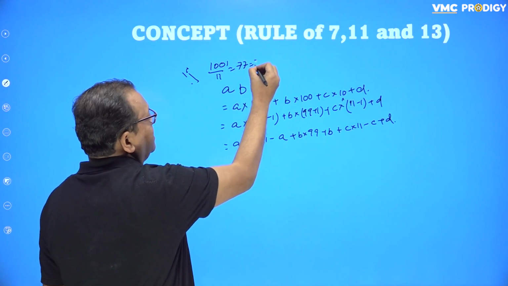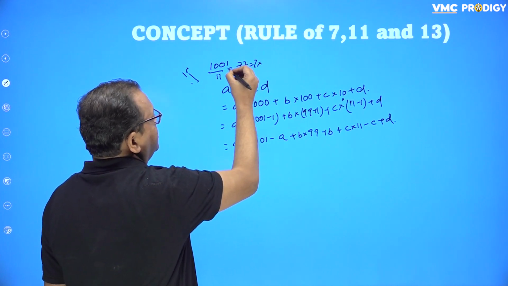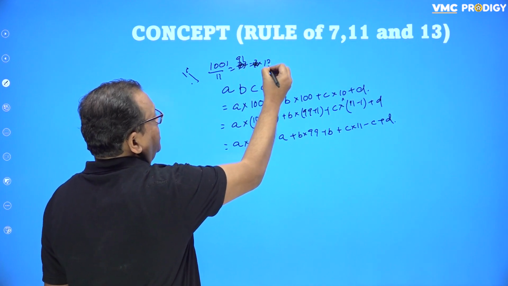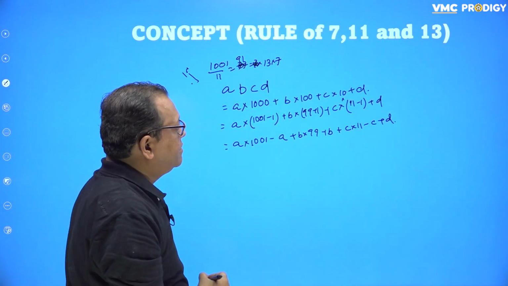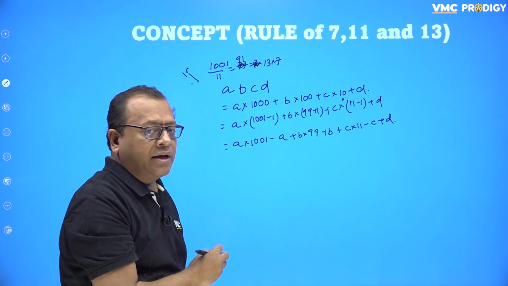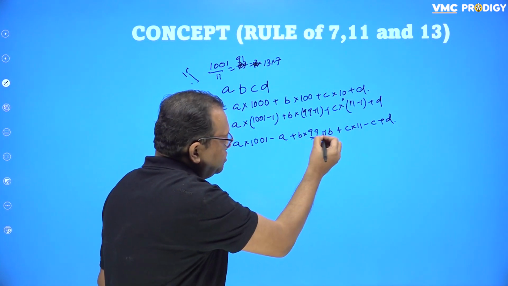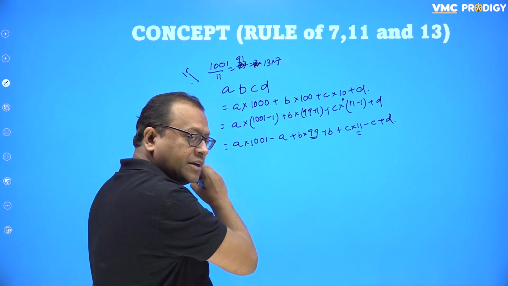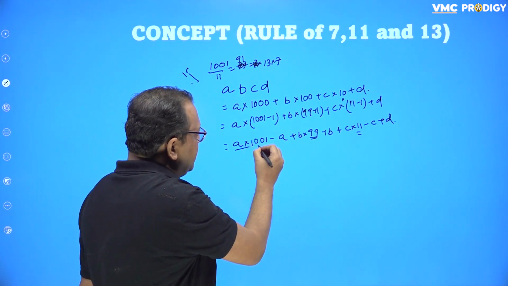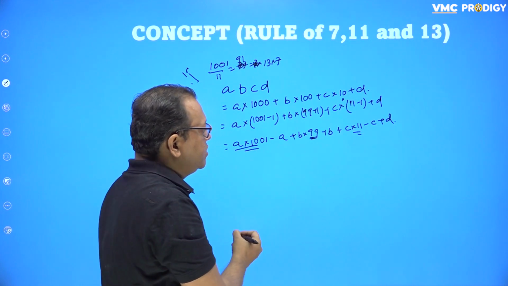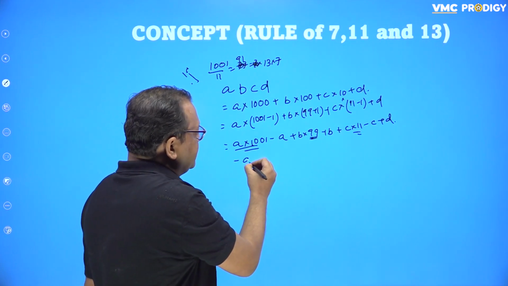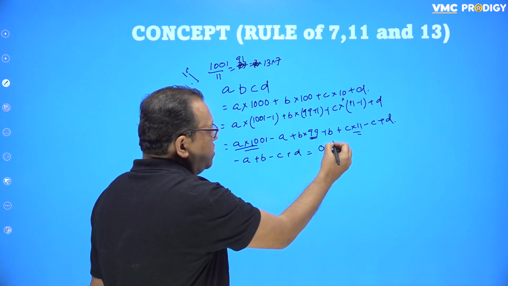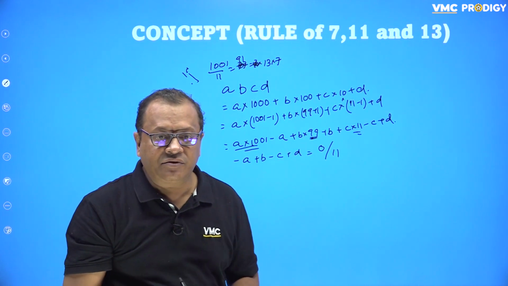You get 91, not 77, it is 91. So it is 13 into 7. So 1001 is divisible by 11. 99 is divisible by 11. 11 is divisible by 11. So if we take this whole number, we see that these three parts are divisible by 11. So what remains is minus A plus B minus C plus D. If it is either 0 or divisible by 11, the number is divisible by 11.